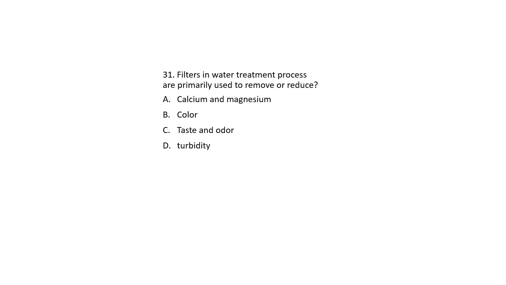Filters in water treatment process are primarily used to remove or reduce what? Calcium and magnesium, color, taste and odor, or turbidity. Calcium and magnesium is generally going to be lime softening. Color, activated carbon. Taste and odor is also a lot of times activated carbon. So the answer is going to be D, turbidity.